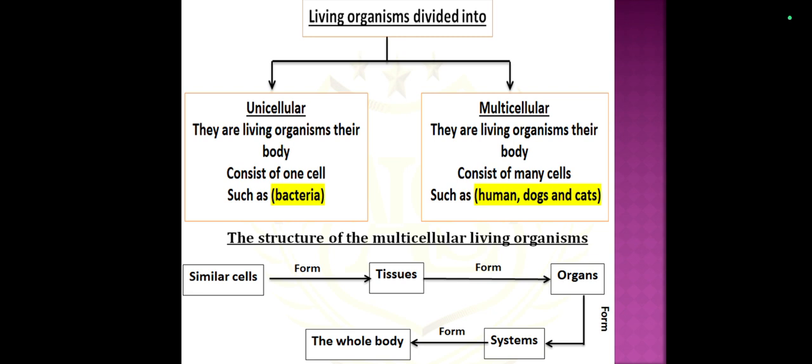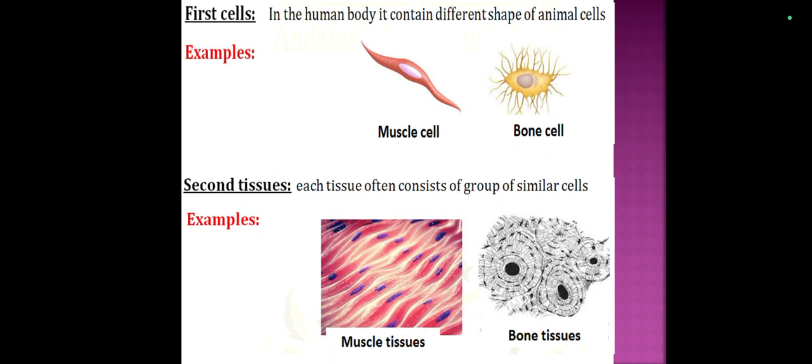Structure of multicellular organisms. We will say that we have a structure for the body of living organisms. First, similar cells together can form tissues. Similar tissues together can form organs. Organs together will form systems, and a lot of systems will form the whole body.